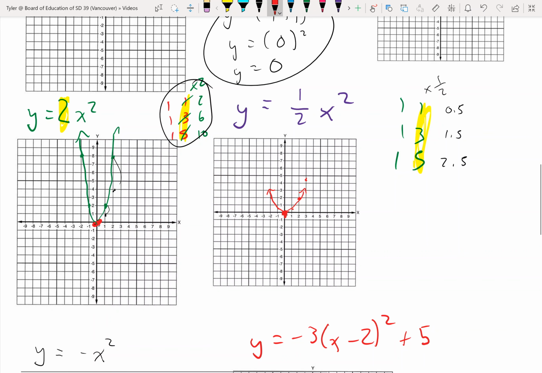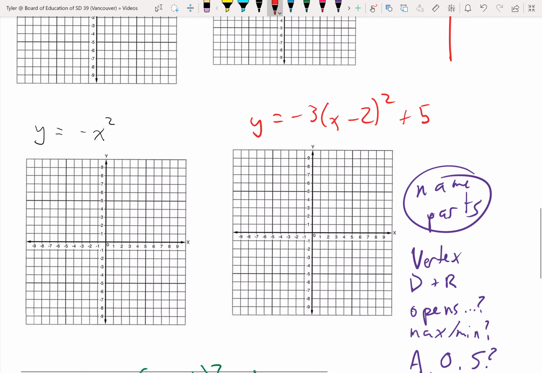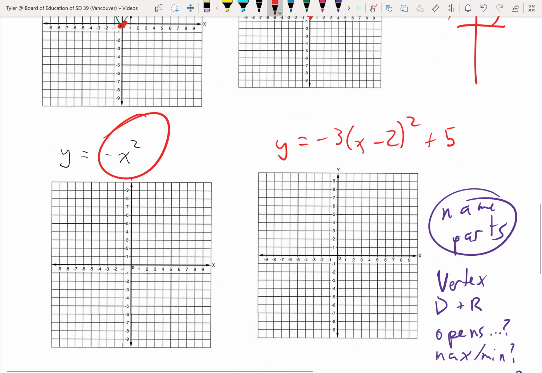Okay, and we're good. Be very careful with the fractions. If you're getting weird numbers, it might actually be easier to do your table of values. Last part, negatives, okay? Basically what's happening with a negative is everything's getting flipped. If you think about it, it makes sense.